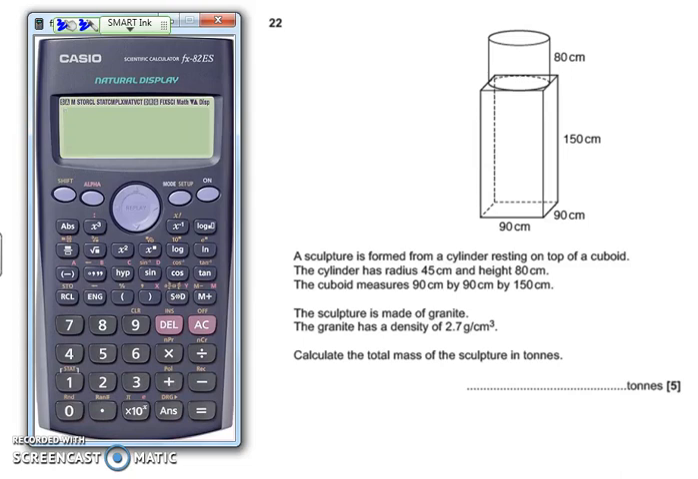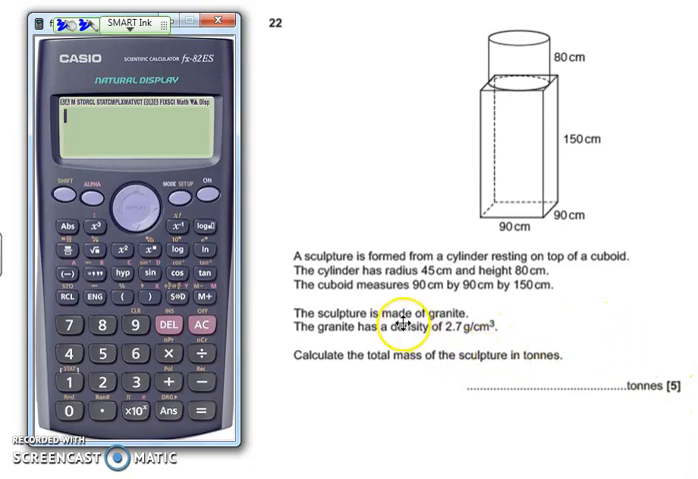We've got a question here with this lovely shape, this sculpture. You've got a cylinder on the top, resting on top of a cuboid. We're going to work out the volumes of those shapes, and then they tell us the density of granite, and then we're going to use that to work out the mass. So 5 marks here, various steps to go through, so let's do them one at a time.